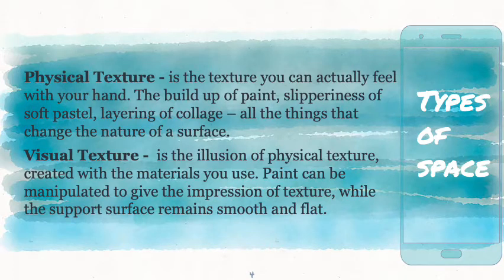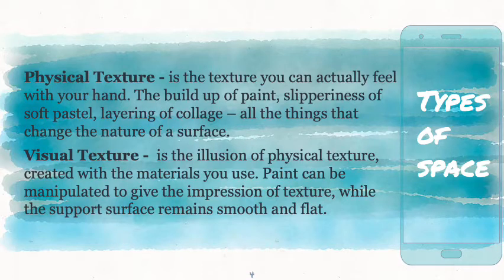The build up of paint, the slipperiness of soft pastels, the layering of collage, and all of these things that change the nature of a surface refer to physical texture, while visual texture is the illusion of physical texture created with the materials you use. Paint can be manipulated to give the impression of a texture while the support surface remains smooth and flat.